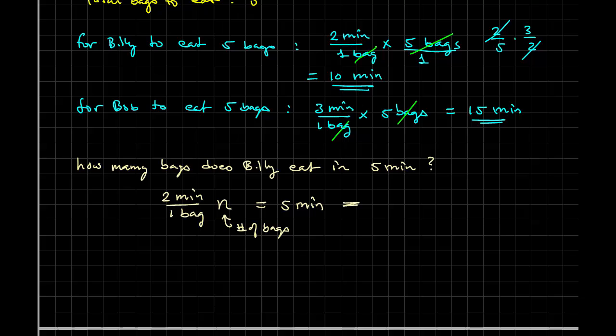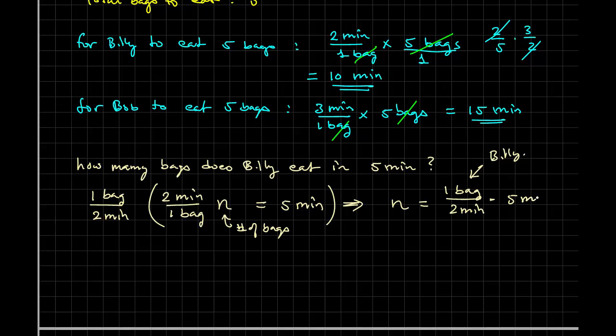Now I could rearrange this where I'm going to multiply both sides here by 1 bag over 2 minutes, right? Because I'm going to get the N by itself over here. That's the number of bags is equal to 1 bag per 2 minutes. This is how this has to do with Billy, right? Billy does 1 bag every 2 minutes times how long? 5 minutes, right? And how many bags does he eat? He ends up eating, well, we see 5 over 2, so it's going to be 5 halves.